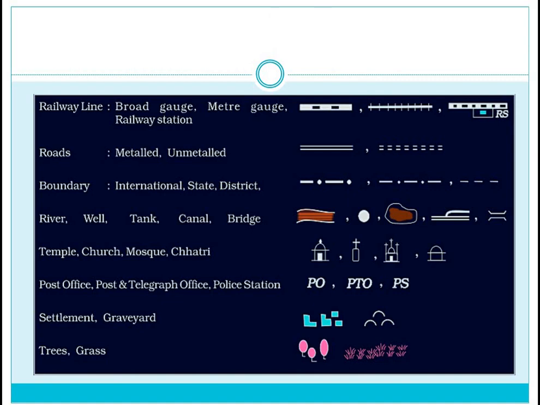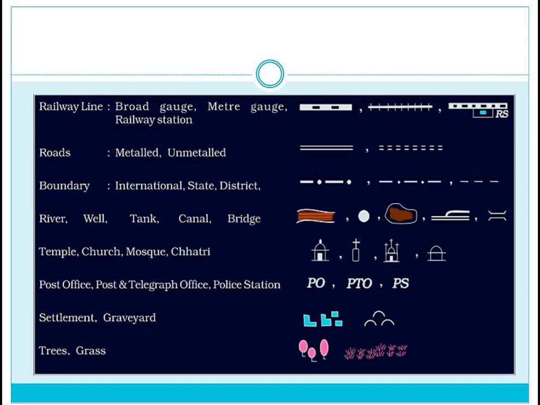Like here we can see the railway line. In the different types of railway lines we have broad gauge, meter gauge, and narrow gauge. So these are three different types of railway lines. But here, broad gauge and the meter gauge are given. And the last symbol is showing the railway station, RS. Then roads, metalled, unmetalled. So these types of lines or dots are used for them.